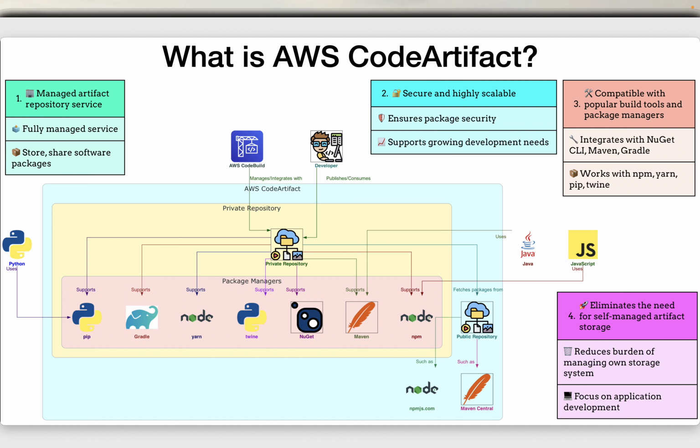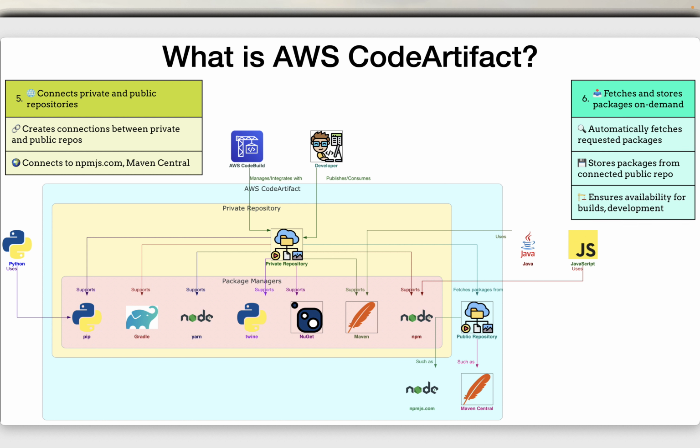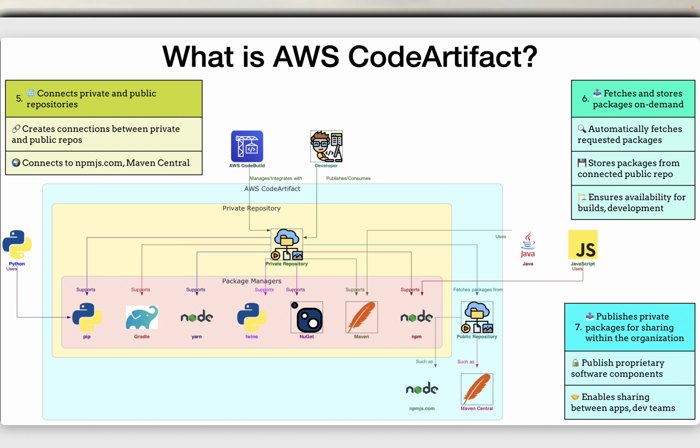By using Code Artifact, you can reduce the burden of managing your own artifact storage system and focus on your application development. Code Artifact allows you to create connections between your private repository and external public repository like npm.js or Maven Central. When a package manager requests a package, Code Artifact automatically fetches and stores it from the connected public repository, ensuring availability for builds and development. You can publish proprietary software components as private packages in Code Artifact, enabling easy sharing between multiple applications and development teams within your organization.